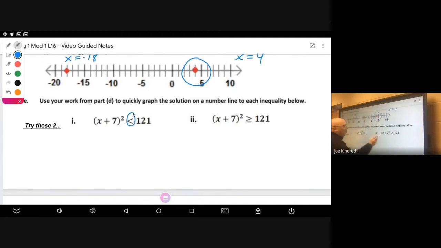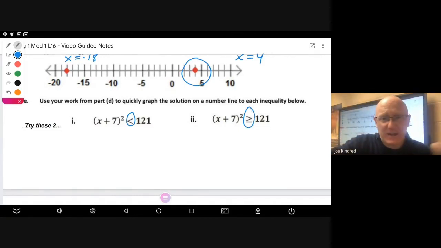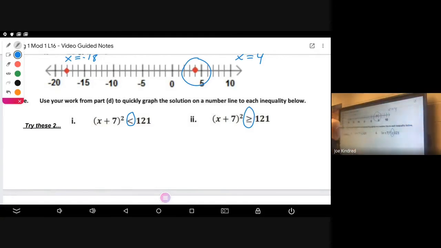This time, though, we have different symbols. Less than on the left and greater than or equal to on the right. Similar to the previous problem, we're going to see that the graphs are practically the same. In this case, if we put negative 18 here and we put 4 here, just a quick graph, we know in this particular case, it's going to be open, and then our actual graph is going to be in between.